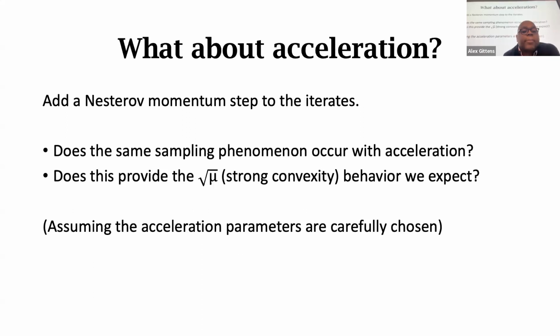Okay, we could ask what happens when you add acceleration. We're going to add Nesterov acceleration to these iterates. Then there are two questions. Does the same sampling phenomenon occur with acceleration? Is there still that gap? And do we also get this square root of mu rate of convergence?